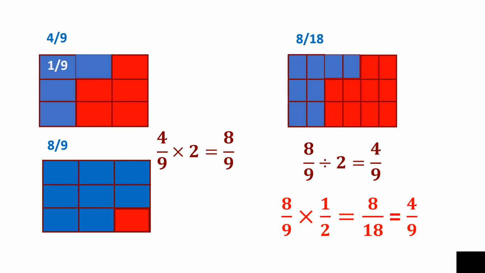But what if we multiplied 8 ninths by the reciprocal of 2, 1/2? The product of 8 ninths times 1/2 is 8 eighteenths. But look at these area models. 8 eighteenths is equivalent to 4 ninths. So when we follow the algorithm, we're essentially performing the same operation as dividing the numerator of the fraction by the whole number.